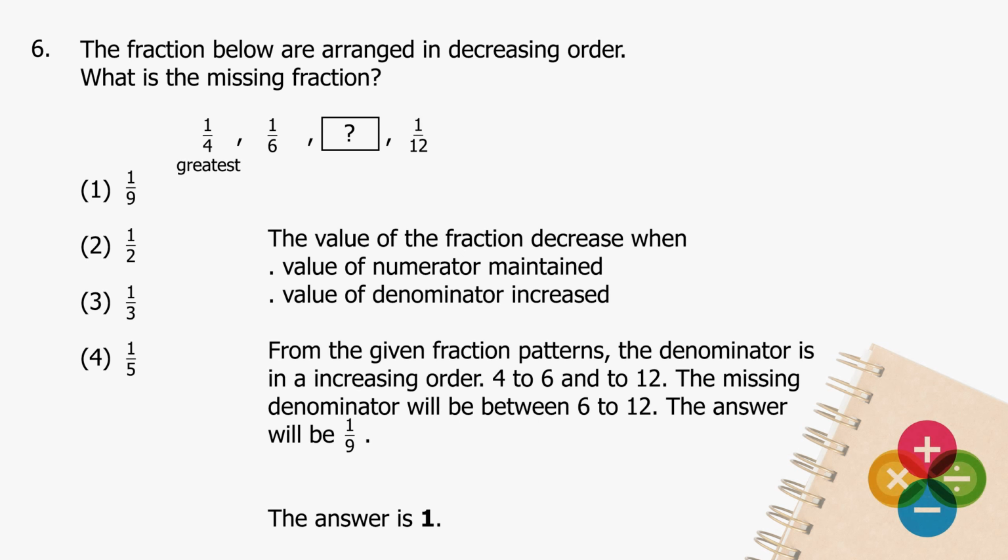The value of the fraction decreases when the value of the numerator is maintained and the value of the denominator is increased. From the given fraction pattern, the denominator is in increasing order, from 4 to 6, and to 12. The missing denominator will be between 6 and 12. The answer will be 1/9. The answer is 1.